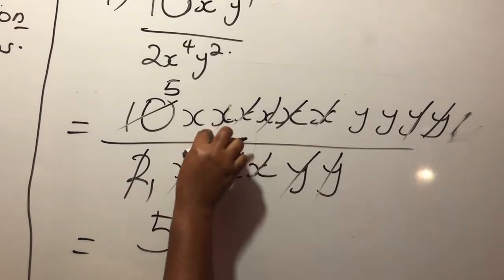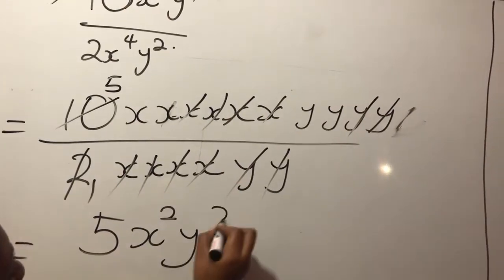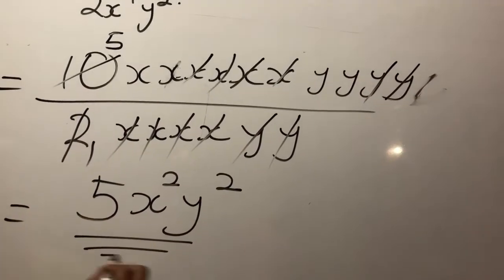5. How many x do we have here? x to the power 2. And how many y's do we have here? y to the power 2. This is our final answer.